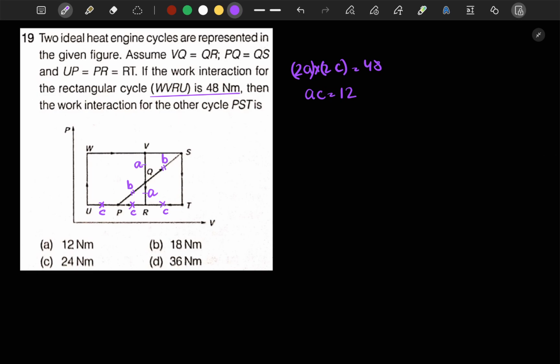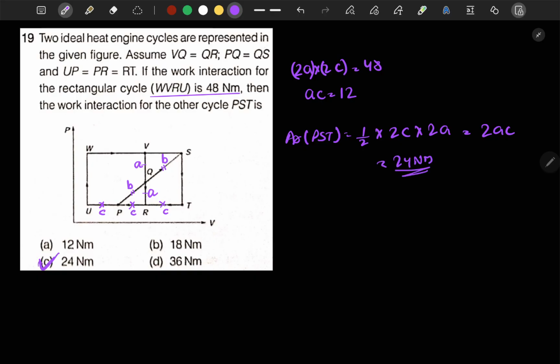Now what we have to calculate? We have to calculate PST. What is PST? PST is the area of PST. Area of PST is equal to half into base. Base is 2C into height is 2A. This will be 2AC is equal to 24 Newton meter.